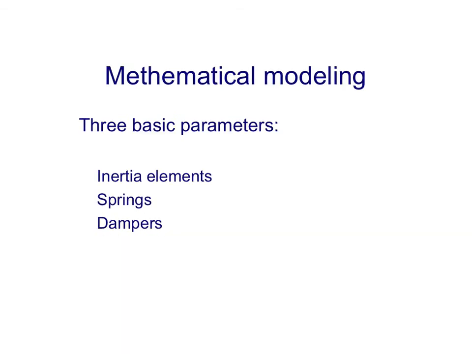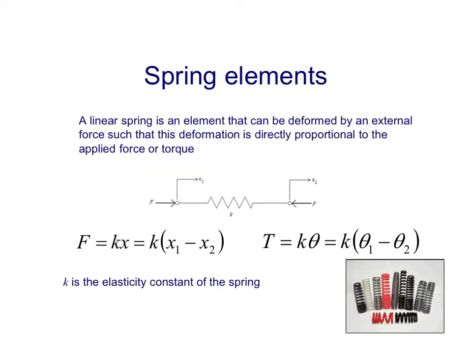We are only missing the parameters, and we're going to have three basic parameters for a mechanical system. First of all, we consider inertia elements, then springs, and finally dampers. A linear spring is an element which can be deformed by an external force, such that this deformation is directly proportional to the applied force or torque, in such a way that the force is proportional to the position, if we are considering a translational spring, or proportional to the total displacement of the spring. That is the difference between x1 and x2. In a similar way, the torque for a torsional spring is proportional to the total angular displacement of this spring.